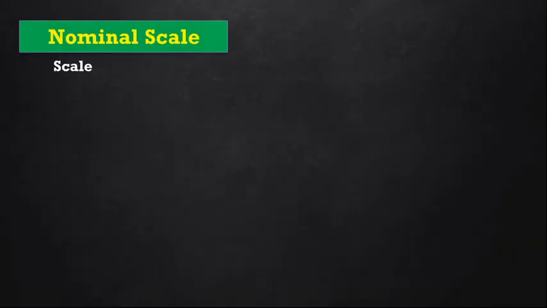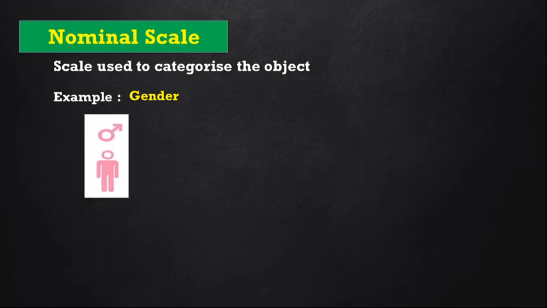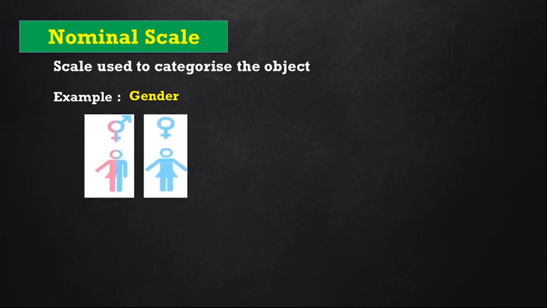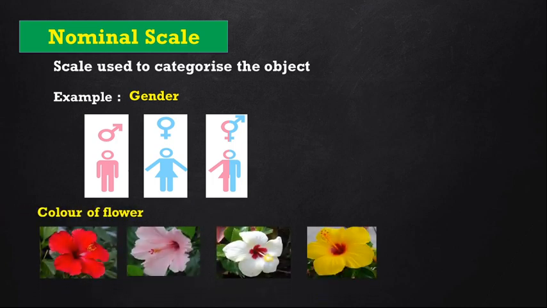In the nominal scale, we categorize the object. For example, gender: we say male, female or transgender. Here we give labels to particular objects. These labels are male, female and transgender. Similarly, we have the color of a flower. There are different colors, red, pink, white, yellow. So, we are assigning a label to the object. We just categorize the object.